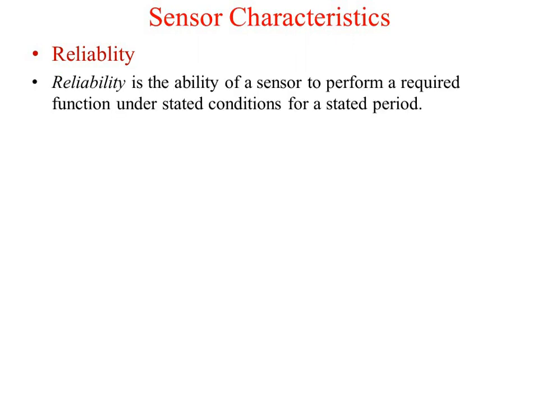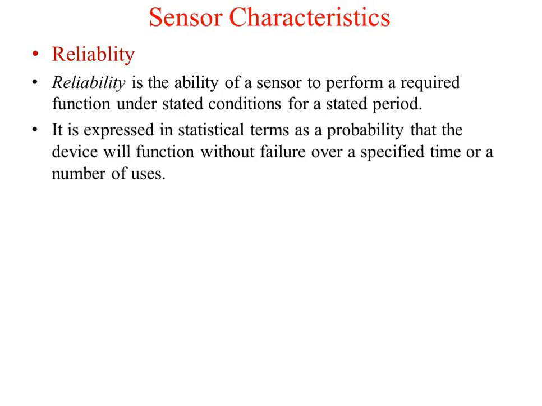So reliability is the ability of a sensor to perform a required function under stated conditions for a stated period. This is what it is: the ability of a sensor to work in a specified condition for a specified period. Each and every system has its own life, which is called the aging factor also. We are going to see the next parameter also. These parameters need to be studied, and under that condition, if the system is performing as per our expectation, then we say that that particular system or sensor is a reliable one.